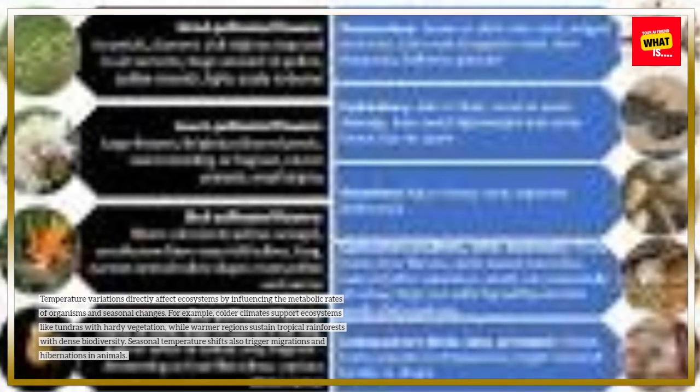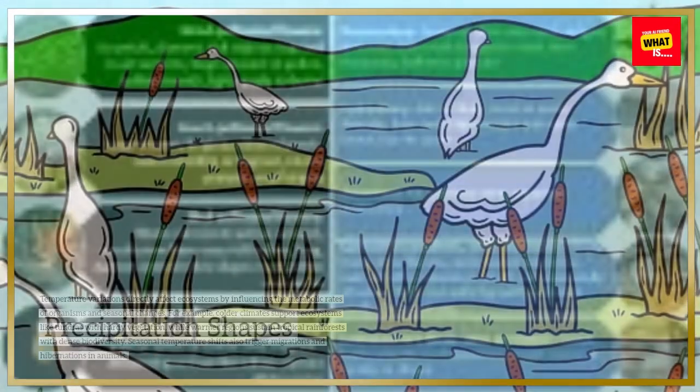Temperature variations directly affect ecosystems by influencing the metabolic rates of organisms and seasonal changes. For example, colder climates support ecosystems like tundras with hardy vegetation, while warmer regions sustain tropical rainforests with dense biodiversity. Seasonal temperature shifts also trigger migrations and hibernations in animals.